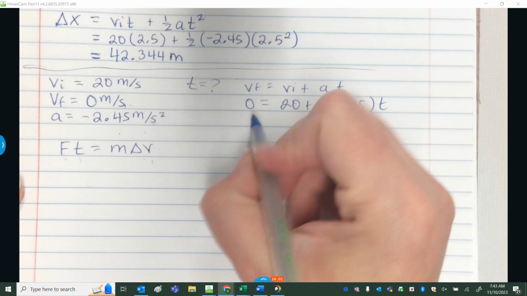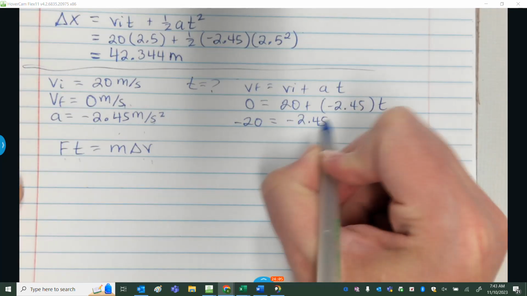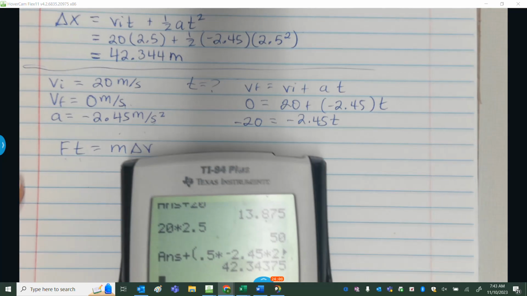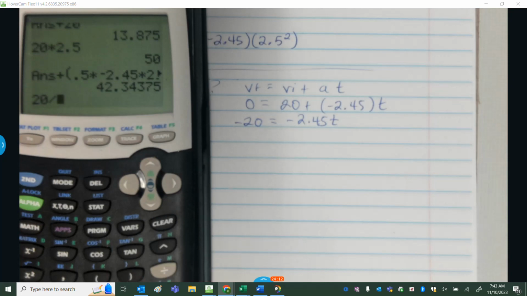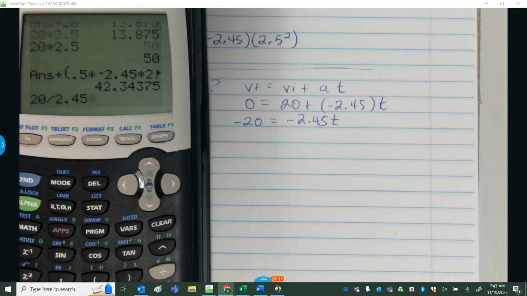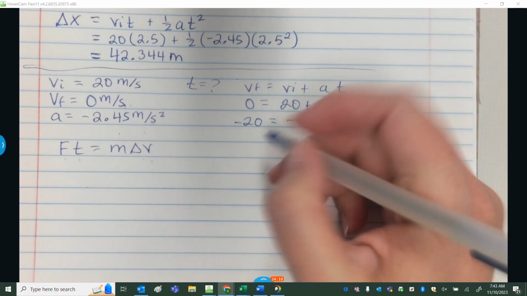So we got negative 20 equals negative 2.45 times t. Negative 20 divided by negative 2.45. Those negatives are going to cancel. So 20 divided by 2.45 gives me a time of 8.16 seconds.